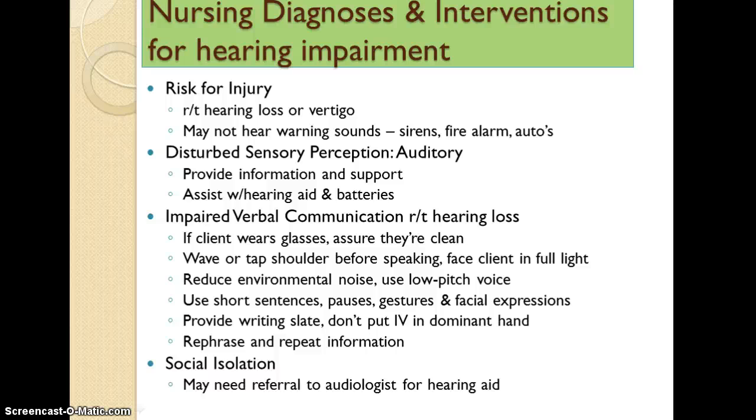Disturbed sensory perception. Provide information and support and assist with those hearing aids and batteries. If you see that those hearing aids need to be replaced, you could bring that up to them and let them know that they can get those replaced, and usually they're covered under insurance. Impaired verbal communication related to hearing loss.